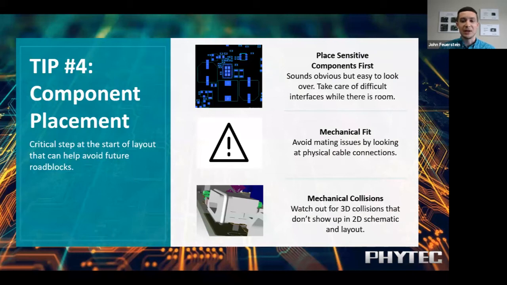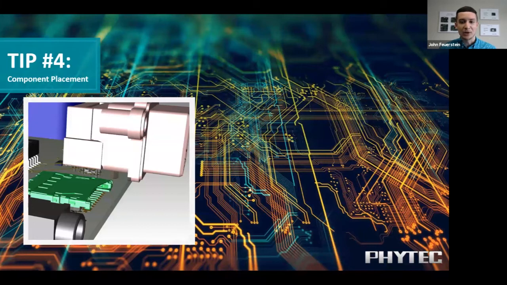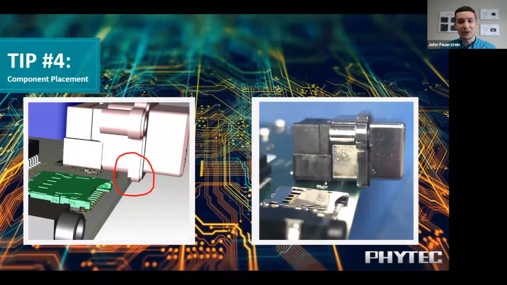And that brings me to mechanical collisions, which is related. Again, watch out for 3D collisions that don't show up. To show you an example of that on this next slide, here we have a 3D model of a board. I don't know if you can see here, but there's a part that's highlighted that shows this connector is conflicting with this edge of the PCB. And we actually have a real life picture of that. When it went to production, the team tried to solder it down. Oh, this connector's popped up at an angle and it's not flush with the edge of the PCB. This could be a real problem if you're trying to fit this board into an enclosure. It's not flush with the hole that you have cut out for this connector.